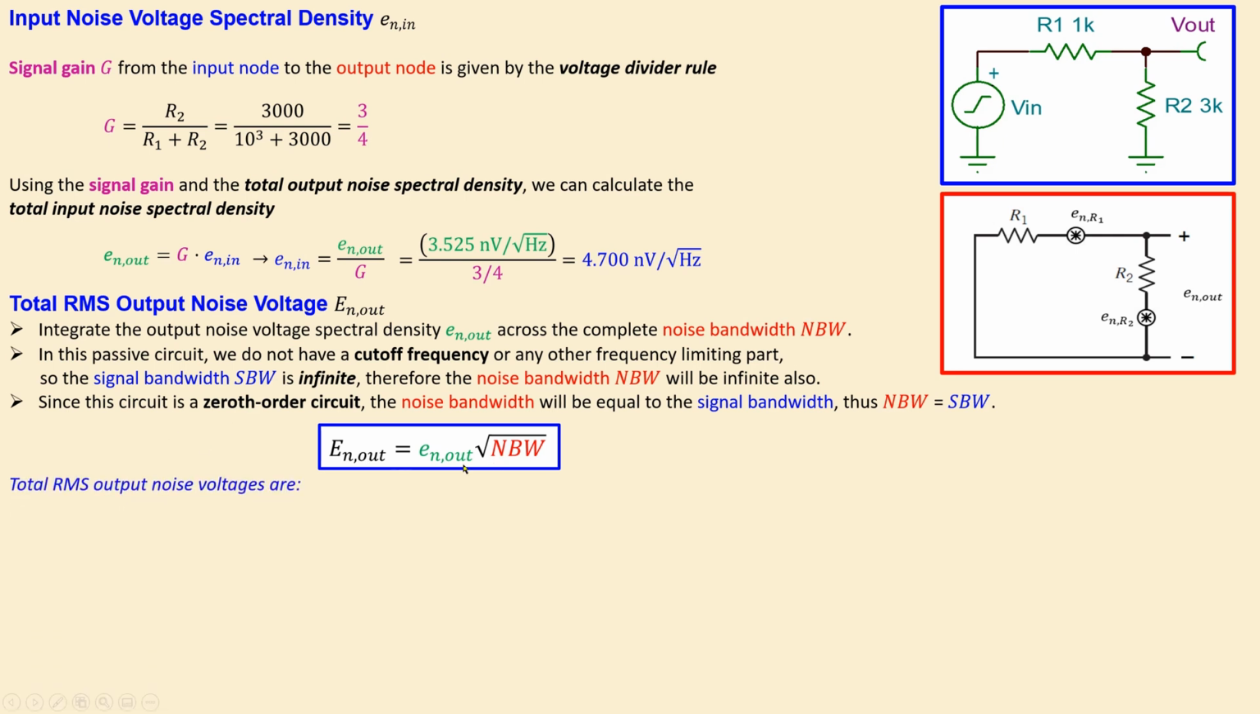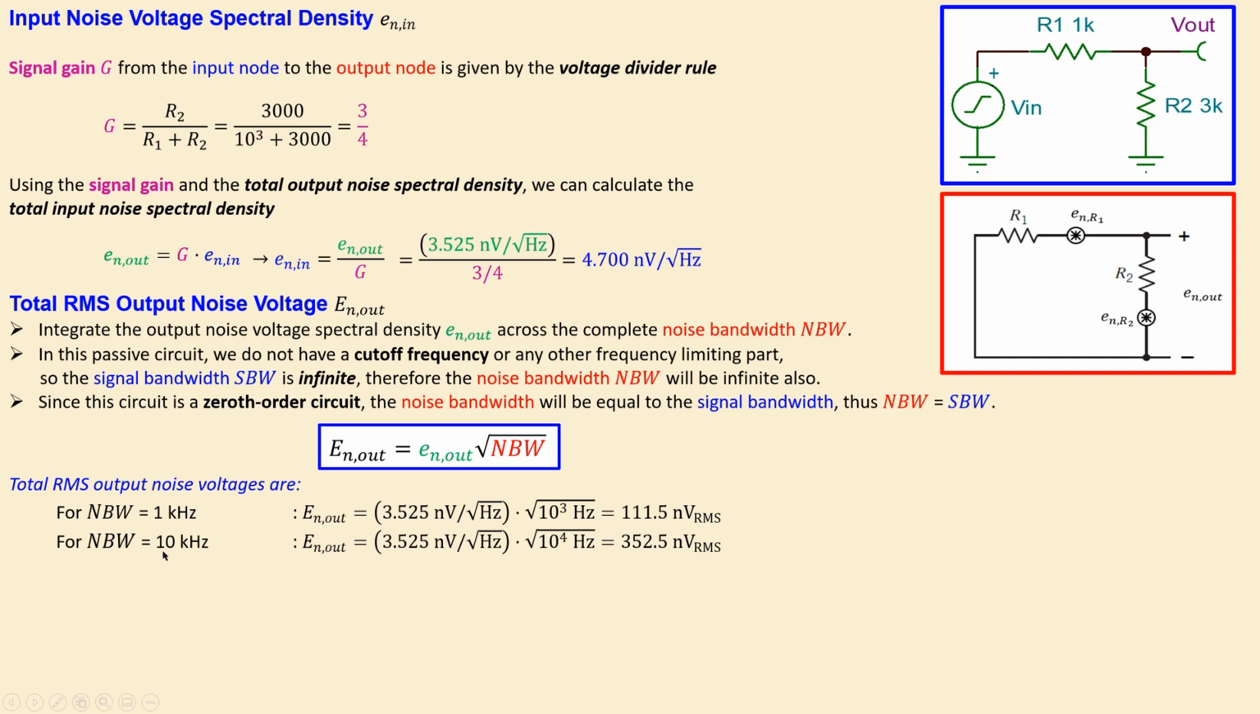Now let's also look at different signal frequencies, and in this case also different noise frequencies or noise bandwidth. So the RMS output noise voltages are, let's start with 1 kilohertz. We just substitute 1 kilohertz into the formula. You will get very close to 111.5 nanovolts RMS. So you can see this is the value for this frequency band. If you increase your frequency 10 times larger, then you will have this noise voltage in RMS. So it is actually increasing.